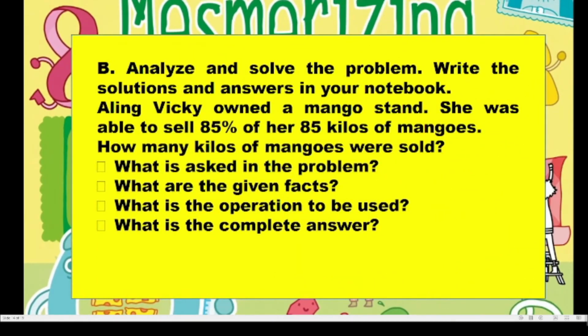Next, letter B. Analyze and solve the problem. Write the solution and answer in your notebook. Aling Vicky owned a mango stand. She was able to sell 85% of her 85 kilos of mangoes. How many kilos of mangoes were sold? First, what is asked in the problem? You will write it. What are the given facts? Next, what is the operation to be used? And the last one, what is the complete answer?